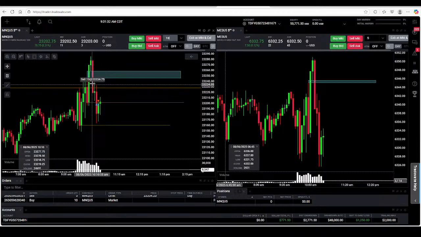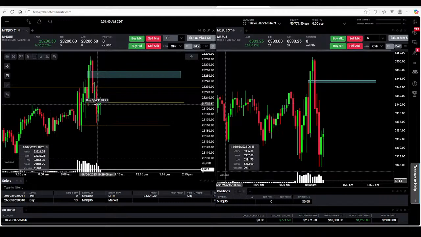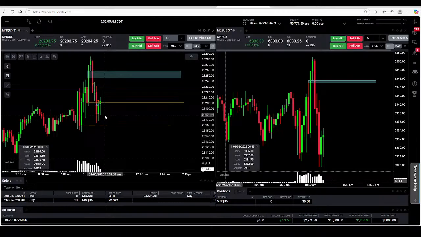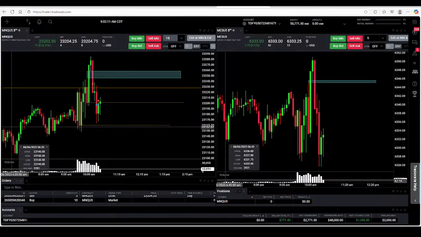We got short at 23,234.75, and we got out at 198. Yeah, 198 is our exit. So we caught 35 points. Really probably did a bad job of managing that trade. We were up for sure, up $1,000 at one point.